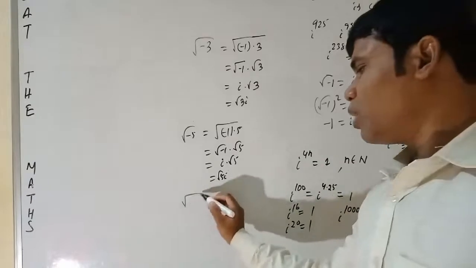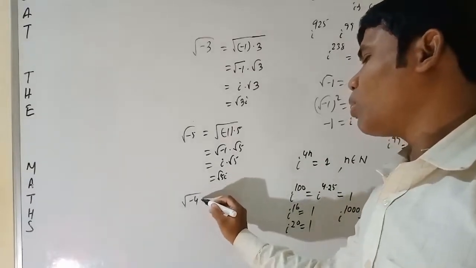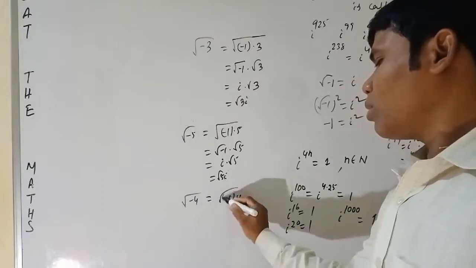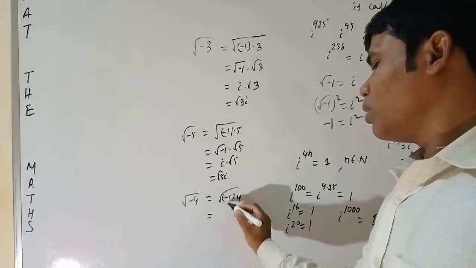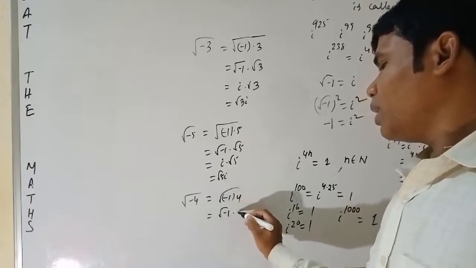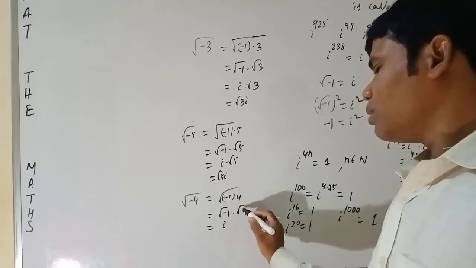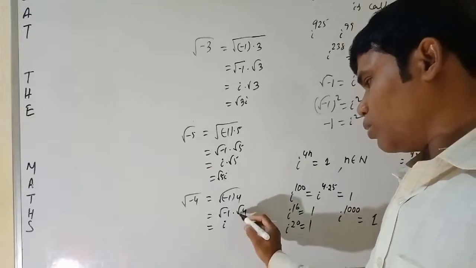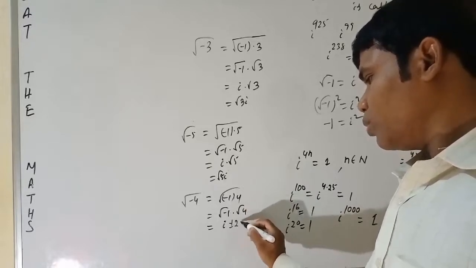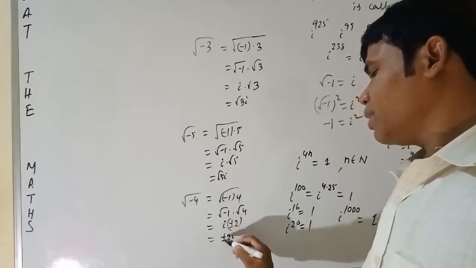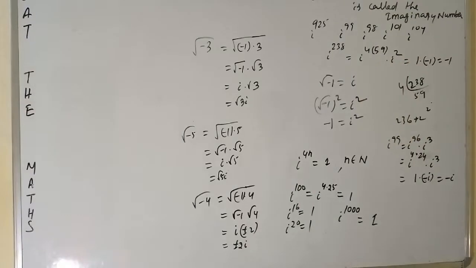Okay, suppose root over minus 4 is given, which is root over minus 1 into 4, root over minus 1 into root over 4. This is equal to i, and root 4 is plus or minus 2, so it is equal to plus or minus 2i. The square root of a negative real number, these numbers are called imaginary numbers. Okay.